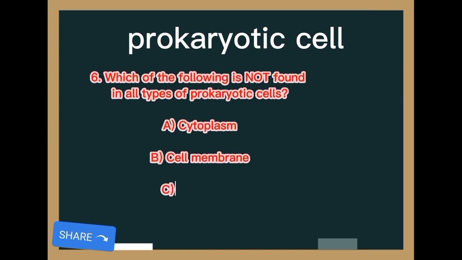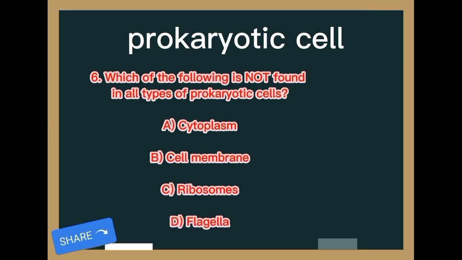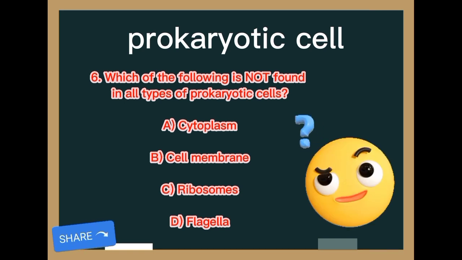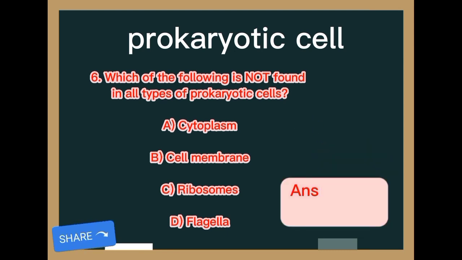6. Which of the following is not found in all types of prokaryotic cells? A. Cytoplasm. B. Cell membrane. C. Ribosomes. D. Flagella. Answer D. Flagella.